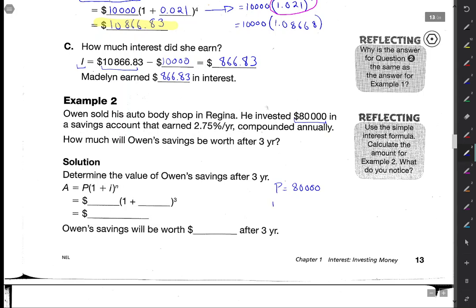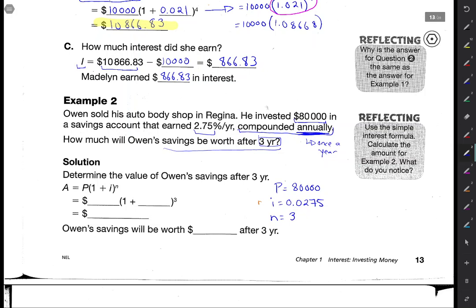Then if we're looking at I, or I like to think of I as the rate, so the lowercase r, that would be 2.75%, or if we switch that to a decimal, it would be 0.0275. And then for N, that's how many times they are compounding that interest. If you see here, it's compounded annually, so once a year. And we are calculating how much it'll be worth after 3 years. So if they're doing it annually, which is once a year for 3 years, that'll mean our N is 3, because they're going to compound that interest 3 times.